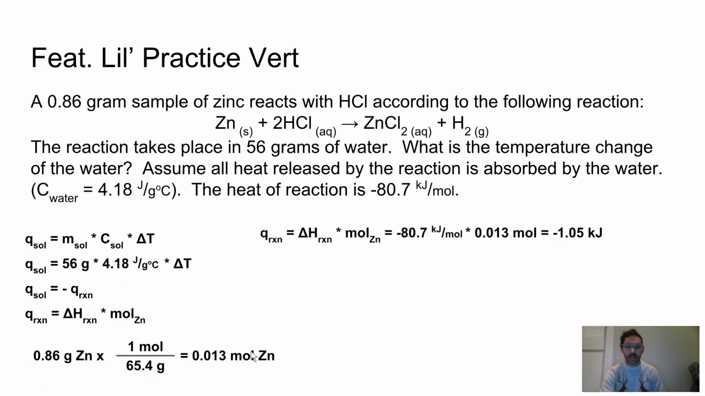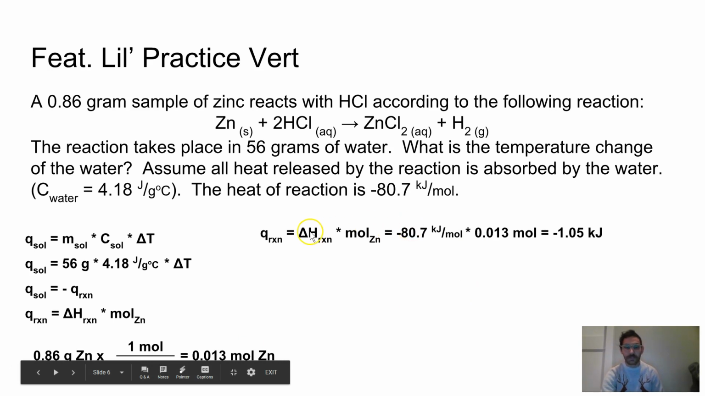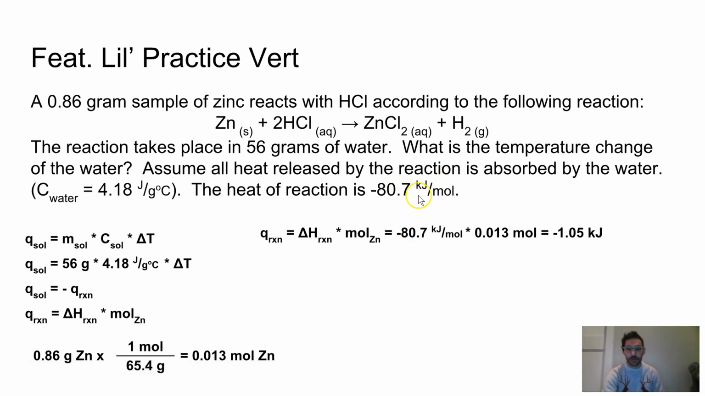And now I can plug those moles in with this, because this has moles in it. So if I multiply this by moles, the moles will go away, which is what I'll do. And I'll end up with, if this many moles of zinc react according to this reaction, we should get approximately 1.05 kilojoules of energy released. Negative 1.05 kilojoules will be the heat exchange. And so all of that's going to get absorbed by the solution. The opposite of this should be the heat absorbed by the solution.